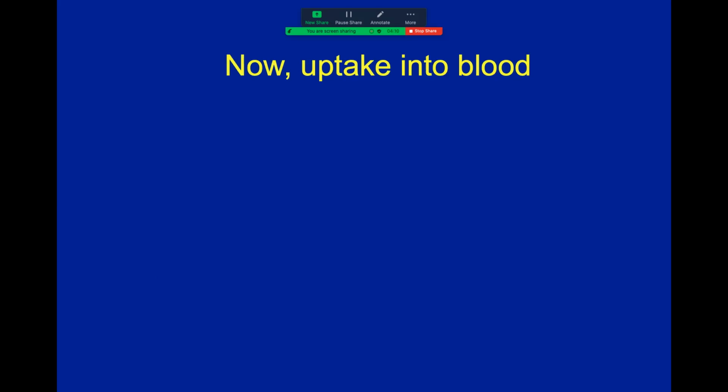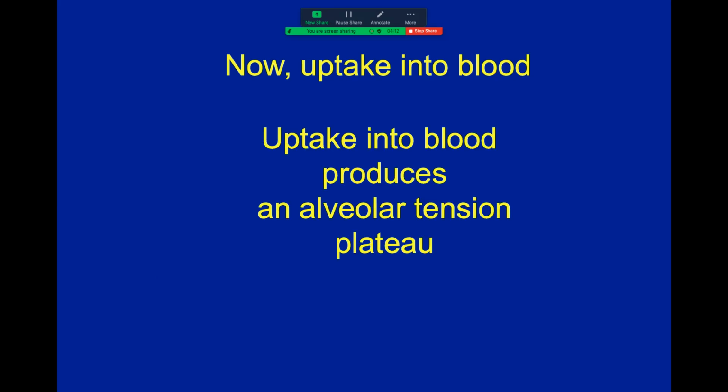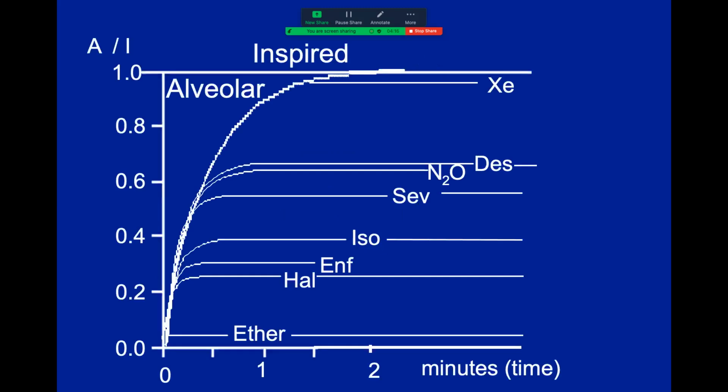Now let's take uptake into blood. Uptake into the blood produces an alveolar tension plateau. That is, as inspired goes up suddenly, alveolar was rising, that curve breaks off at a level dependent upon how rapidly drug is being taken away in the cardiac output, which has to do with the solubility of the anesthetic agent.